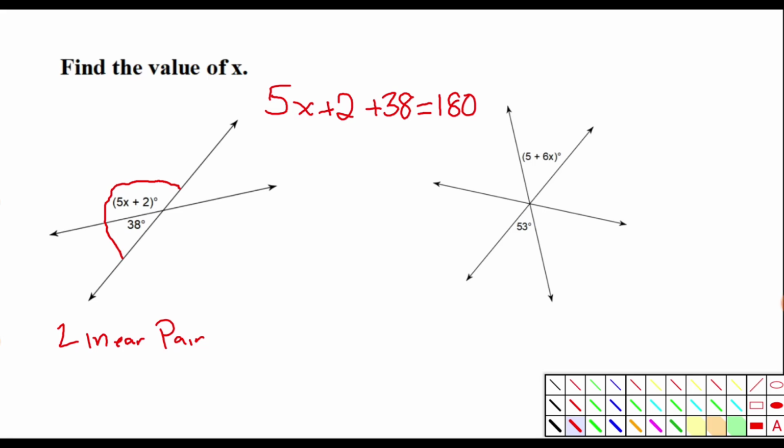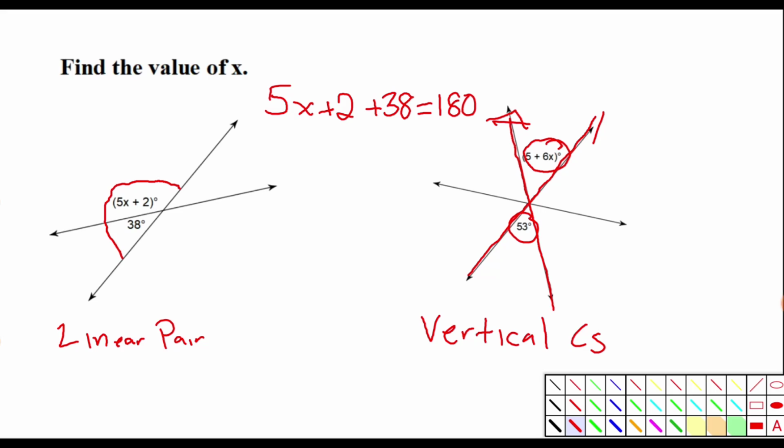So now in the second problem, what I notice is that these two angles here form vertical angles. So take a look. Remember, if we draw an X, there we go, we have an X there. Those two are across from each other. So what did we say today? We said they're called vertical angles, and they're equal to each other.